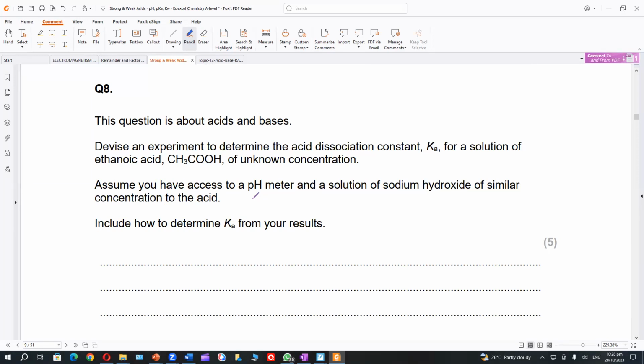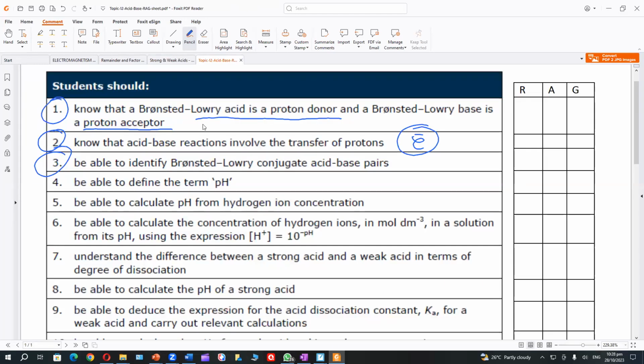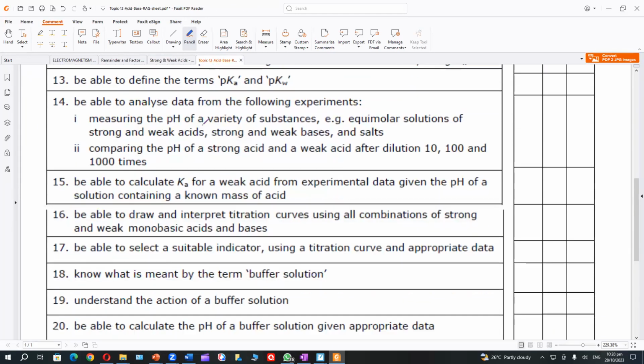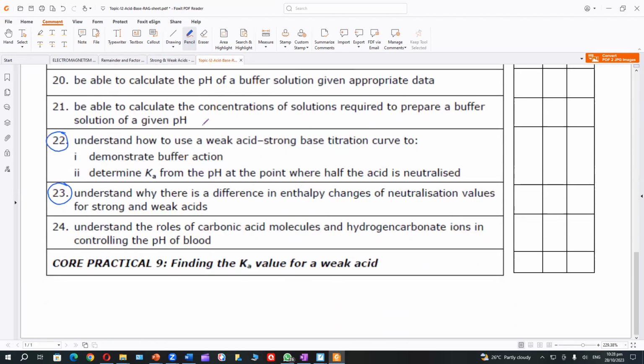All right. We haven't done this. It's laboratory work, called a core practical. Core practical maybe 9 or maybe 10. In every chapter, there are sometimes 1 or 2 core practicals. If you scroll down the syllabus, you see here, look at this core practical. Read this: finding the Ka value for a weak acid.